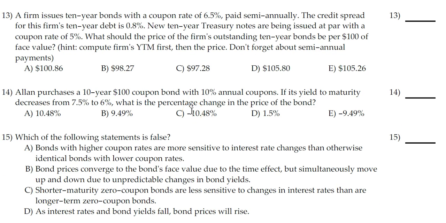A firm issues 10-year bonds with a coupon rate of 6.5%, paid semi-annually. The credit spread for this firm's 10-year debt is 0.8%. New 10-year treasury notes are being issued at par with a coupon rate of 5%. What should the price of the firm's outstanding 10-year bonds be per $100 of the face value? Right, so we're looking for the bond price for the present value. We're being asked to compute the yield to maturity first, then the price. And remember about semi-annual payments.